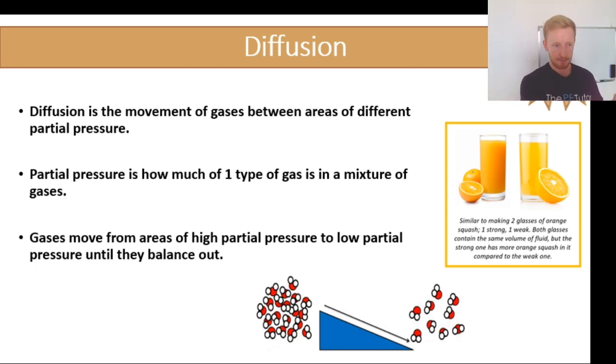So to recap that, diffusion is the movement of gases between areas of different partial pressure. Partial pressure is how much of one type of gas there is in a mixture of gas. So if we were to compare two volumes of gases, if there was one volume with a higher concentration compared to the other, then we would see movement of that gas from one volume into the other, from high to low. And that difference is what we call a diffusion gradient.